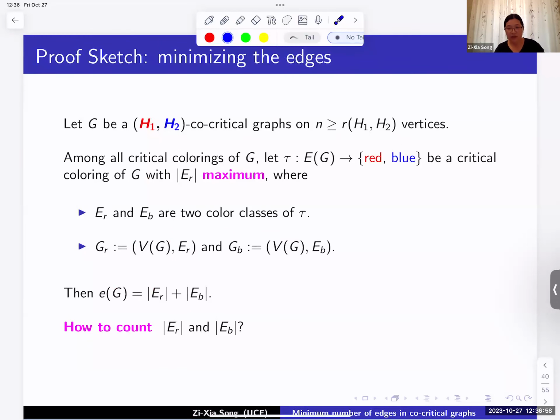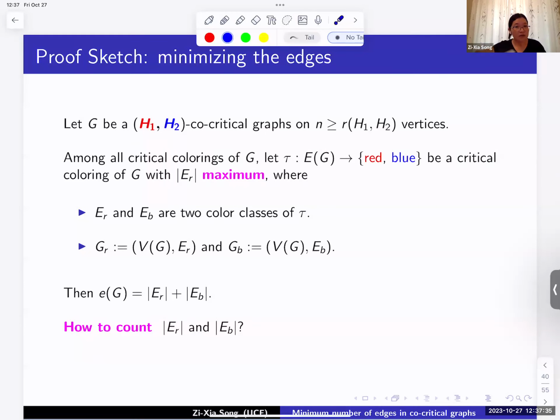Now let me tell you how we find the number of edges in co-critical graphs. I will just focus on 2 colors. This is the strategy I used, not the one used in Michael Ferrara's paper. This is how I can solve the minimum number of edges for K_t, K_t co-critical graphs. Let's say I take an (H1, H2) co-critical graph. I know it has a critical coloring.